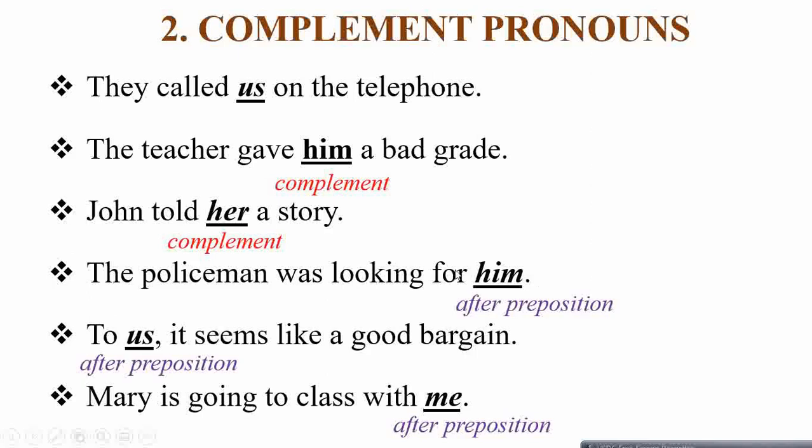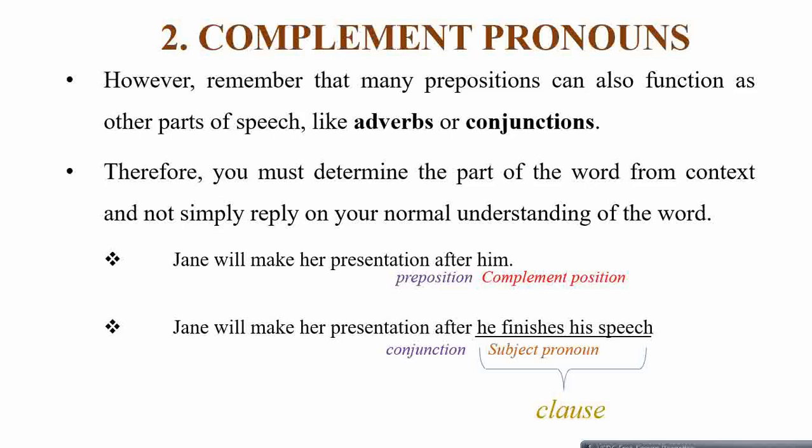यहाँ पर भी ये आपके पास आफ्टर preposition मौजूद है. For is a preposition, it's coming after preposition. To us, this is again after preposition. It seems like a good bargain. Mary is going to class with me. Again, this me is a preposition. This is a complement pronoun, which is coming after the preposition. So it's after preposition. Some more information about complement pronouns.